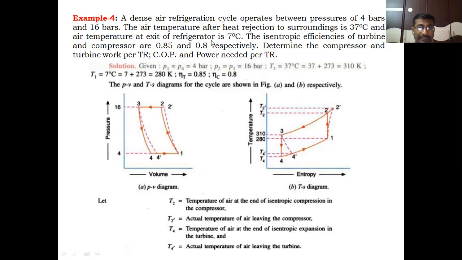And the air temperature at the exit of the refrigerator. This is the refrigerator or cold chamber. At exit means T1. T1 is 7 degrees centigrade, or 280 kelvins.